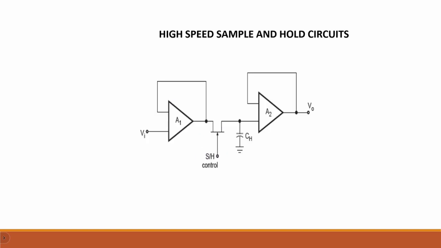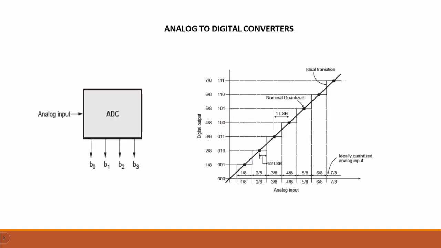The next one is the high-speed sample and hold circuit. This circuit consists of a FET transistor and a capacitor connected between two op-amps. By enabling the FET transistor, the capacitor will charge up to the incoming voltage and produce a constant voltage until it reaches the second sample point. The next one is the analog to digital converter. Here the input is an analog input. The ADC will convert the analog input into digital form as binary digits 0s and 1s.